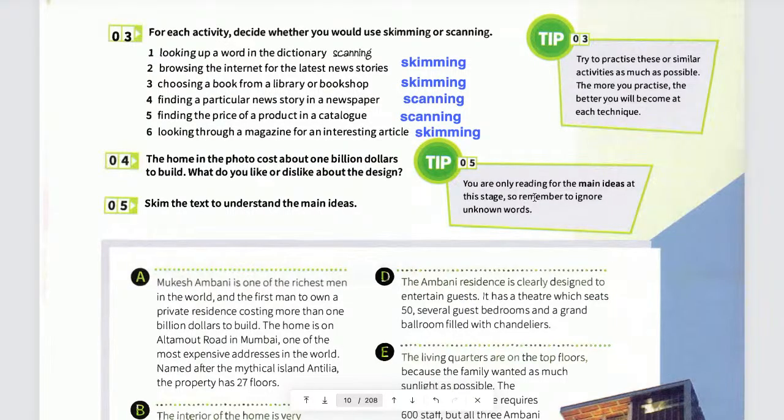Okay, number 1 has been done for you. Number 1, looking up a word in the dictionary. Scanning. Why? Why do you need to do scanning here and not skimming?